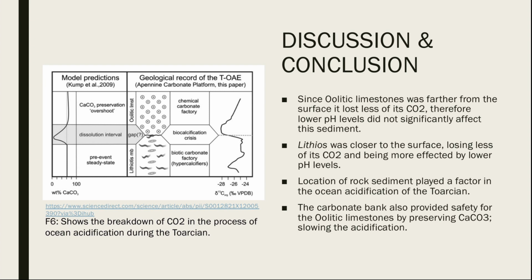So, as you can see, location of rock sediments did play a factor in the acidification of this time period, and that is something that I could potentially utilize for my study. And figure 6 to the left shows the breakdown of CO2 in the process of ocean acidification during the Toarcian. You could see CaCO3 preserved the oolitic limestone in the bank at that time, and CaCO3 can also be found in the aragonite shells that I mentioned previously.